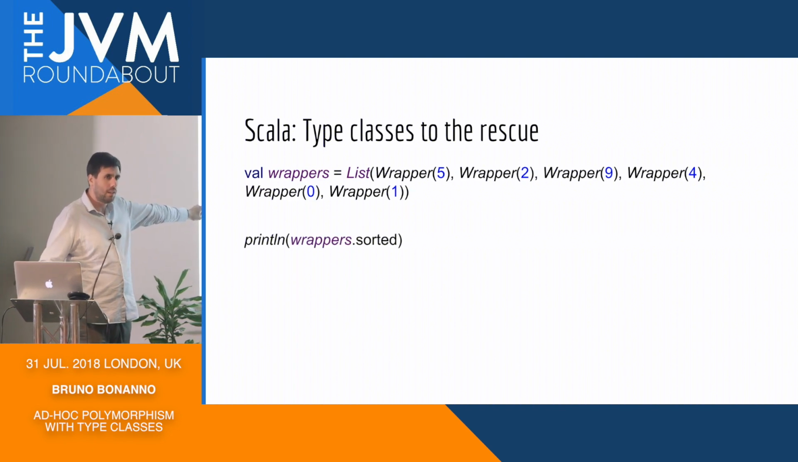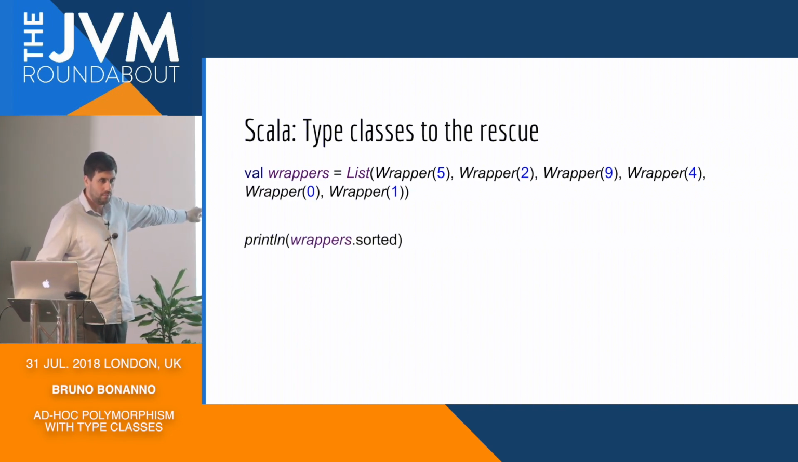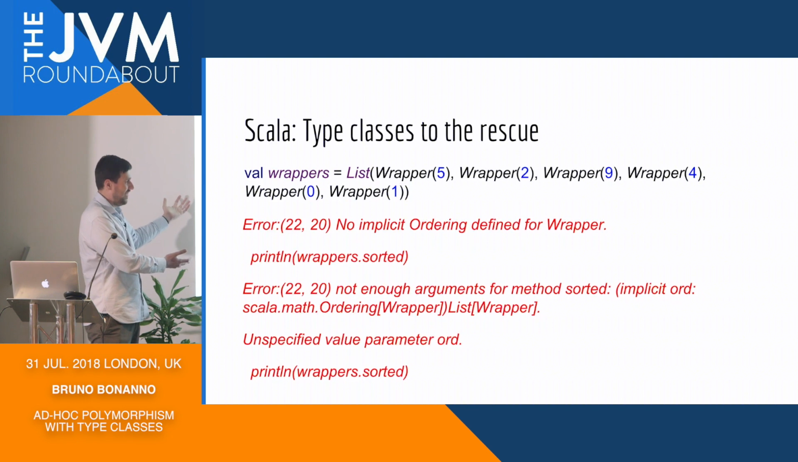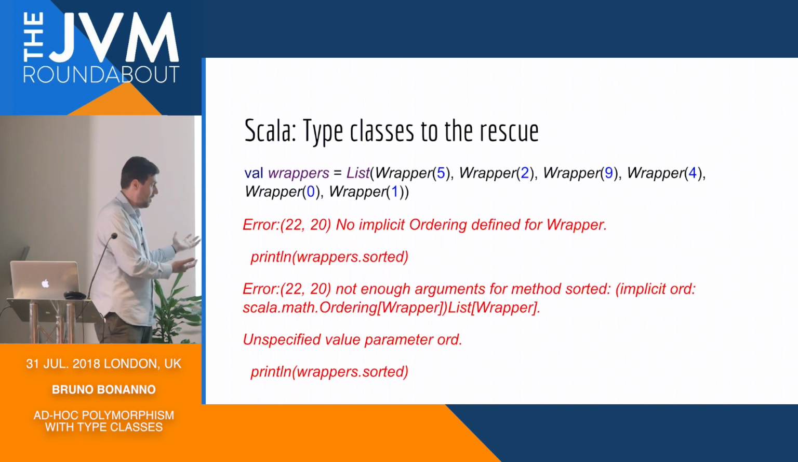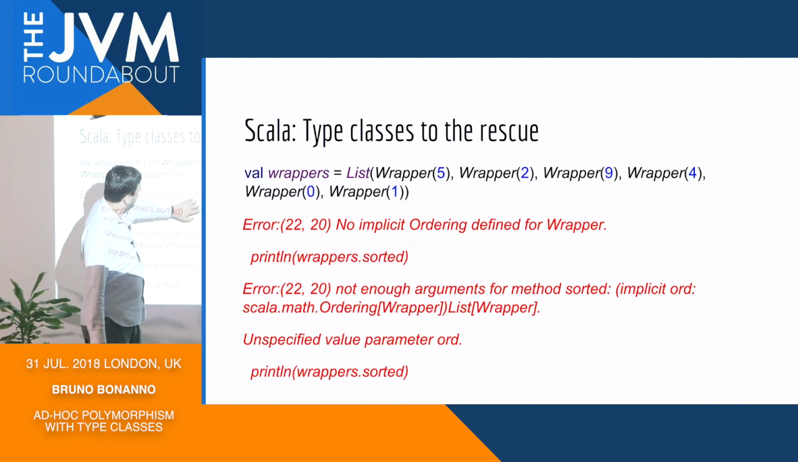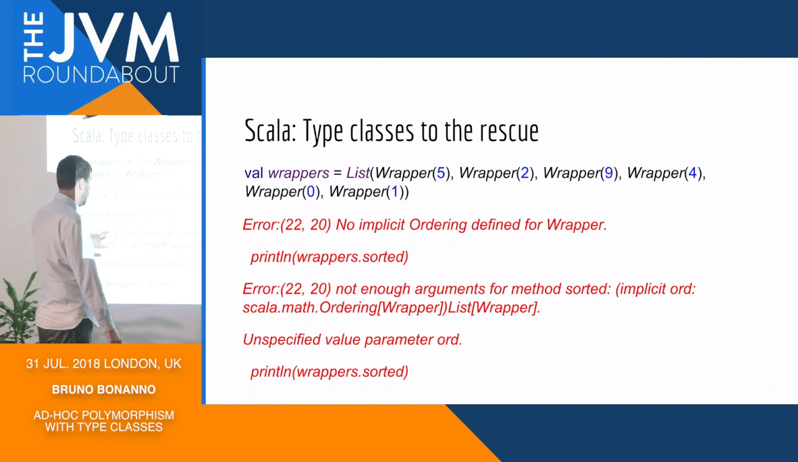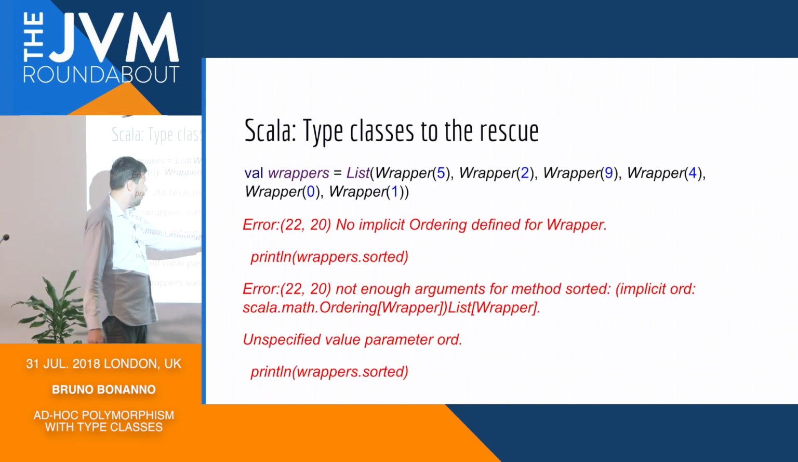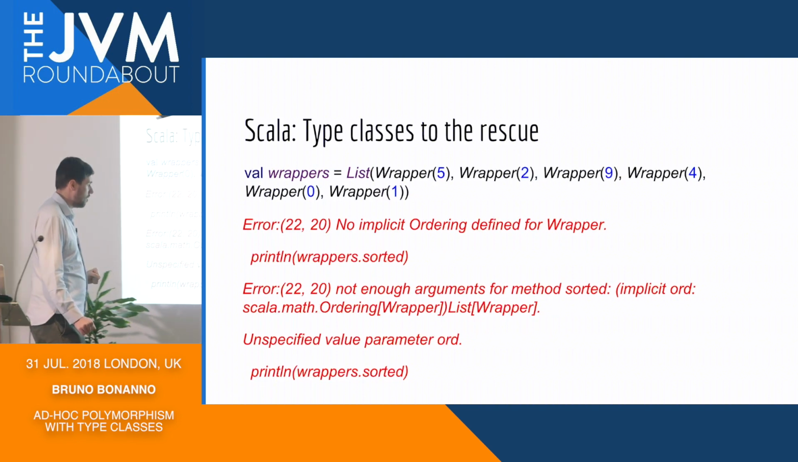Question, does that work? Does it compile? Well, I've been saying compiler many times already, so if you think yes, you haven't been paying attention. No. We get a nice error at compile time. So basically, it's telling us, forget about this, ordering is not there for a wrapper. Sorry, we don't have enough arguments to method sorted.